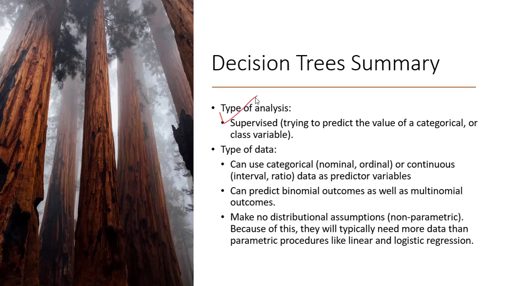First, it's a supervised type of analysis where we're trying to predict the value of a categorical or a class variable. We can use categorical data, nominal or ordinal, or continuous data, either interval or ratio, as predictor variables. We can predict binomial outcomes as well as multinomial outcomes. And we make no distributional assumptions. It's a non-parametric test. Because of this, we are going to need more data than if it were a parametric procedure, such as linear or logistic regression.